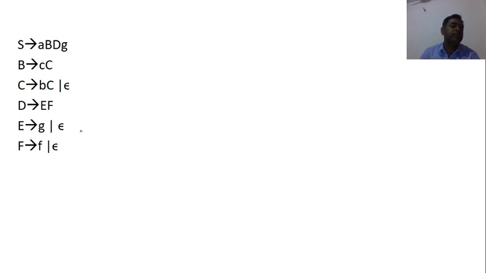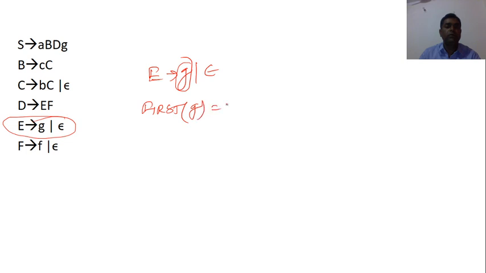But is this grammar LL1? Just check that. Just consider this production: E goes to G or empty. If I want to check whether this production follows the rules of LL1 or not, what do I have to find out? First of G. First of G is equal to G.